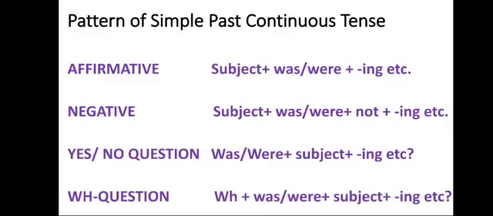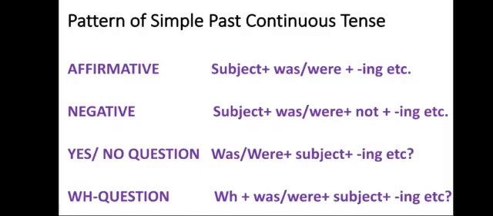In a negative sentence, we use subject plus was or were plus not plus ing form of the verb plus etc. You know that etc. is the other information that we add after the subject and the verb. Yes, no questions will be was or were plus the subject plus the ing form of the verb plus etc. And then we add a question mark.